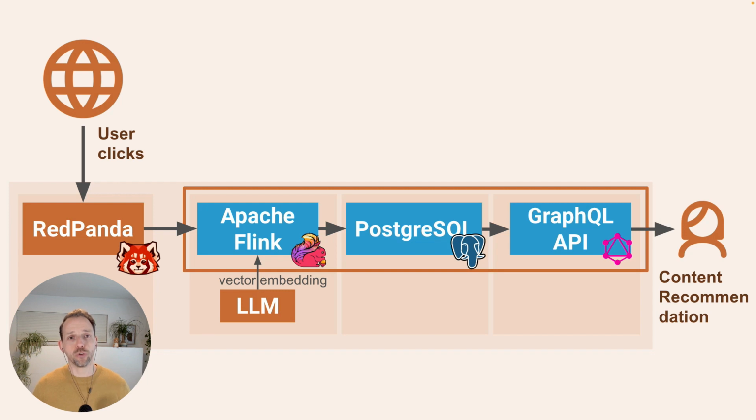We're going to use a large language model to compute vector embeddings that are going to help us to determine the specific semantic context that a user's in, so we can serve content that is related to what the user has previously looked at. Those recommendations are then stored in the Postgres database, from where they are served to the user through a GraphQL API on request.